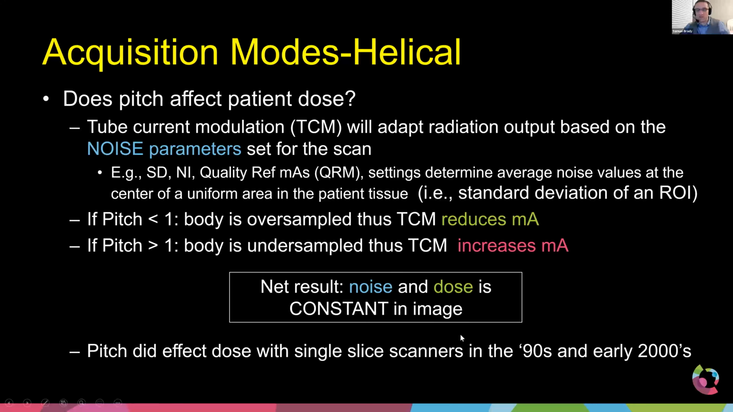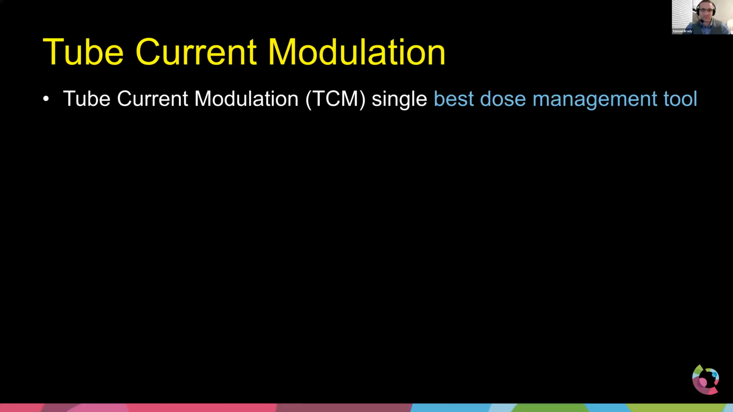Only if you go way back in the day, and I don't know if you have any CT scanners that are single slice anymore, not the multi-slice, multi-detector CT scanners of today. You go back to the late 90s and early 2000s, when they had single slice CT scanners, that was when pitch changed dose. If you have a single slice CT scanner and pitch is less than one, dose goes up. If pitch is greater than one, dose goes down. But it's only for single slice CT scanners, which admittedly, most scanners are not today.